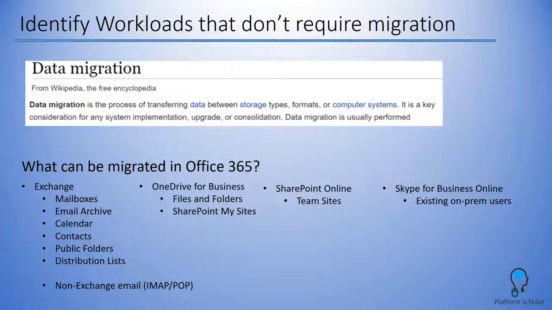To me and to Wikipedia, data migration is the process of transferring data between computer systems. So migration is not to be taken lightly. In this case, the assumption would be that we're transferring from either an on-premise solution or some non-Microsoft solution to Office 365. Possibly we could also be migrating from one Office 365 tenant to another, but I don't believe that's what this topic covers. So let's start off with talking about what can be migrated.